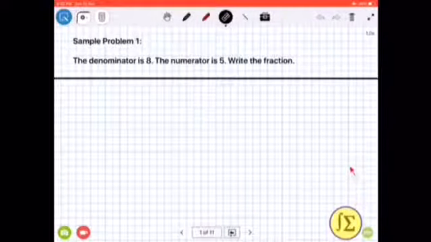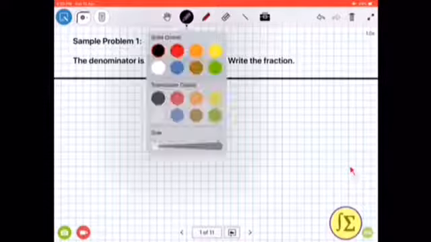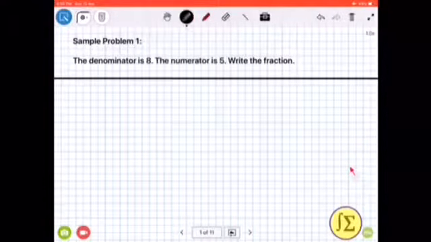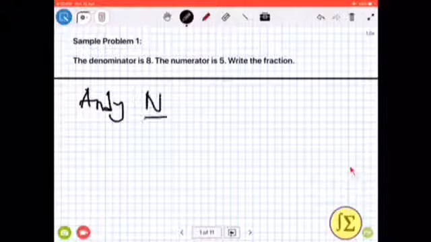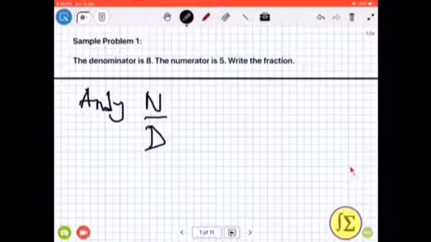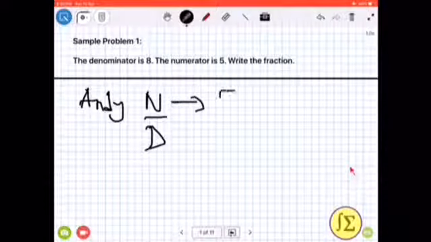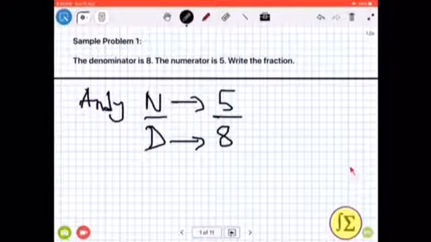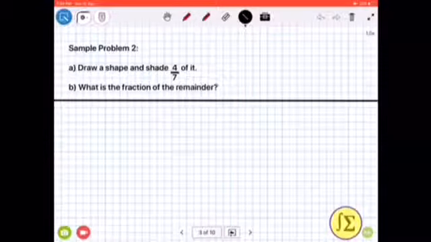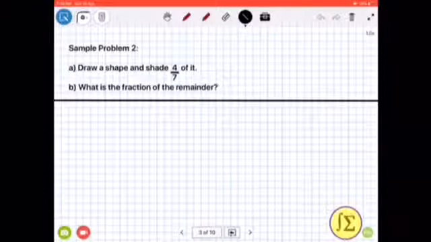Write the fraction. Okay, so remember N and D, right? N and D, right? So numerator is 5 and the denominator is 8, right? So this is the answer. Okay, let's look at sample problem 2.